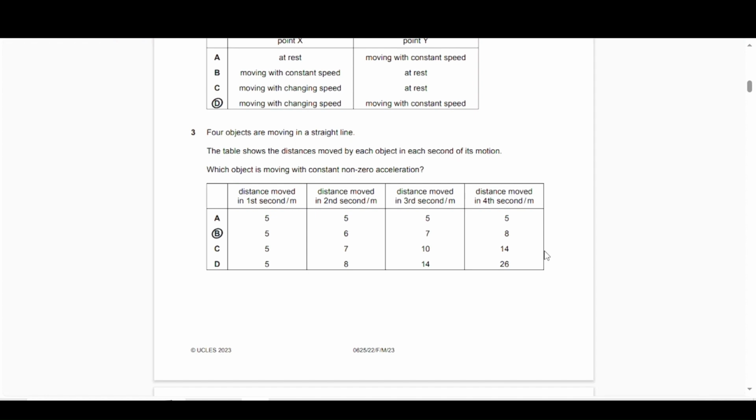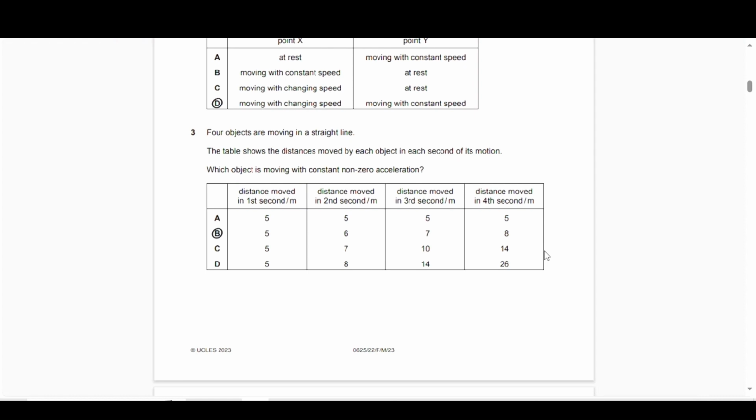So if you look at B, you can see that it's moved 5 meters in the first second, 6 meters in the second, 7 meters in the third, 8 in the fourth. So it's increasing its speed by a meter every second. So its velocity is increasing by a meter every second. So that is a constant acceleration scenario.